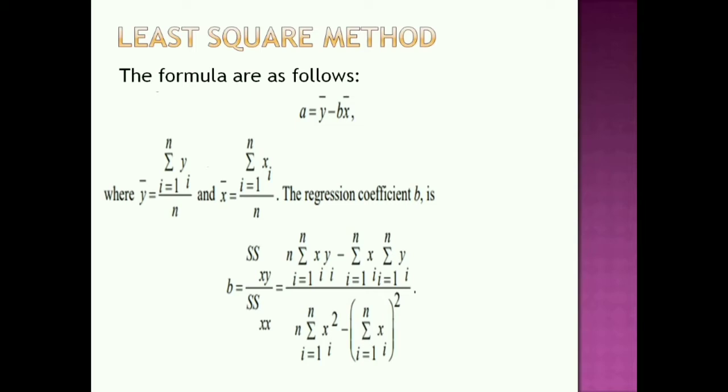It actually follows a certain formula. That is A is equal to y hat minus B times x hat. When you are going to solve for the y hat, we are just actually solving for the average of all the y. The x bar is the average of all the x. So all you have to do is to add.